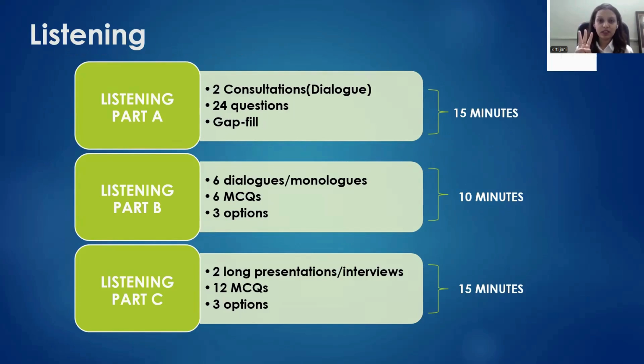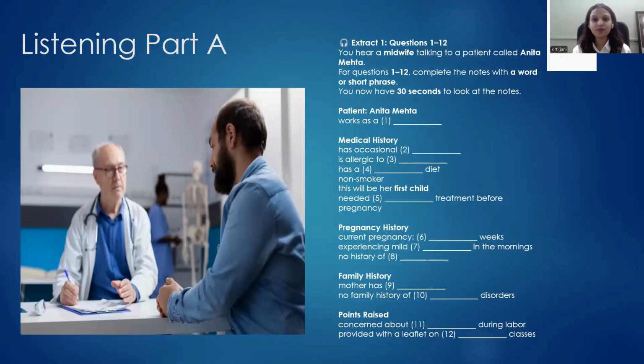Listening has three parts, part A, B, and C. All together it takes 40 minutes, and you cover 42 questions. In listening part A, you'll hear two different recordings of a healthcare professional talking to a patient. You'll be given 30 seconds to read the patient details and the consultation context. You'll read all 12 blanks and then the audio is played.